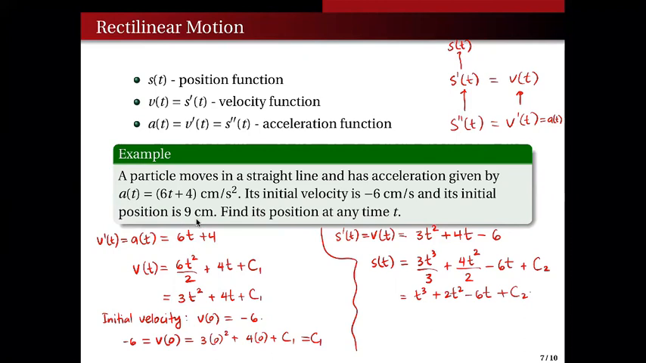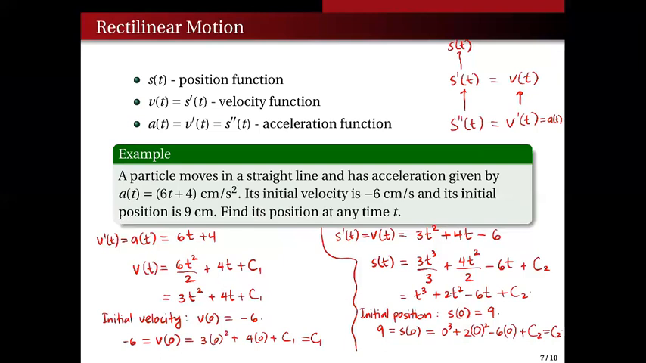According to this, the initial position is 9 centimeters. Okay? So initial position means it's the position at t equals 0. So s of 0 equals 9. And we shall see, we have 9 equals s of 0. This is equal to 0 cubed plus 2 times 0 squared minus 6 times 0 plus c sub 2. And this is just your c sub 2.